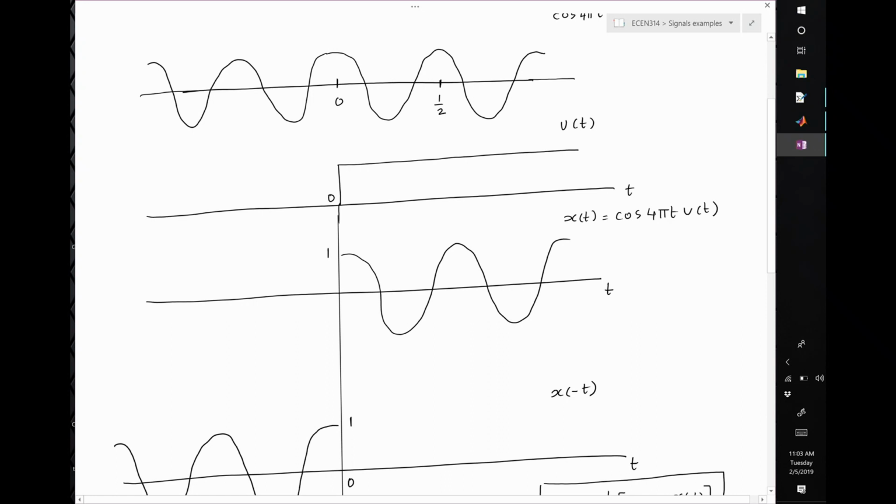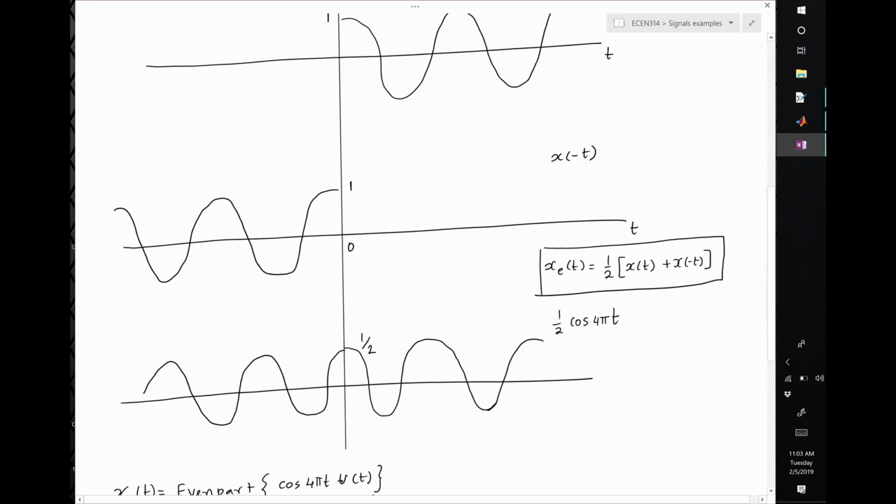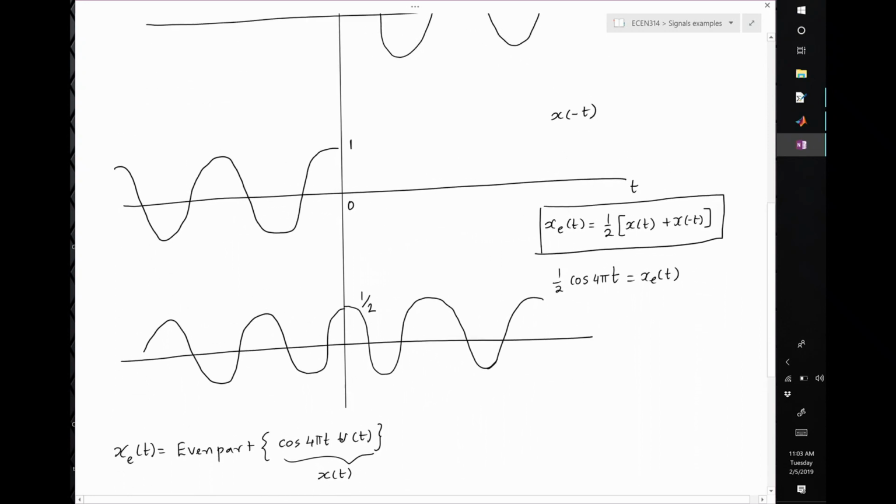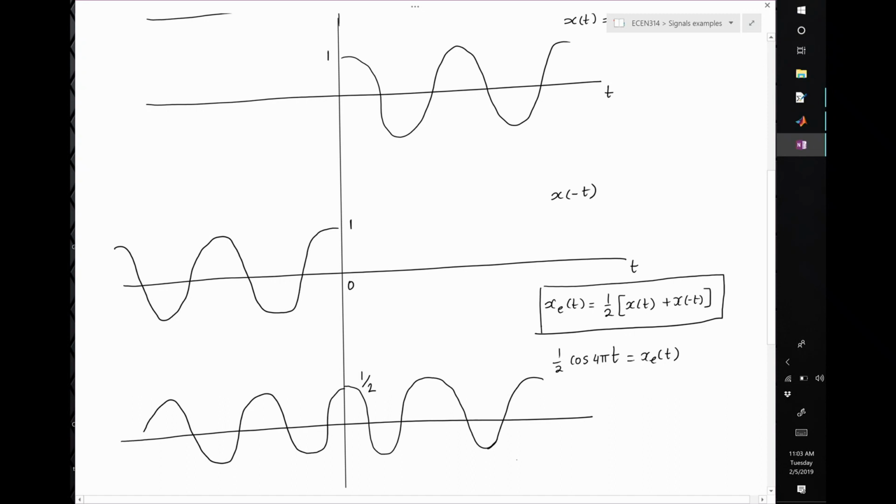So in the end, the even part of x of t turns out to be simply 1/2 times cosine 4 pi t, and indeed this is a periodic signal. This is periodic, and the fundamental time period is 1/2 second.